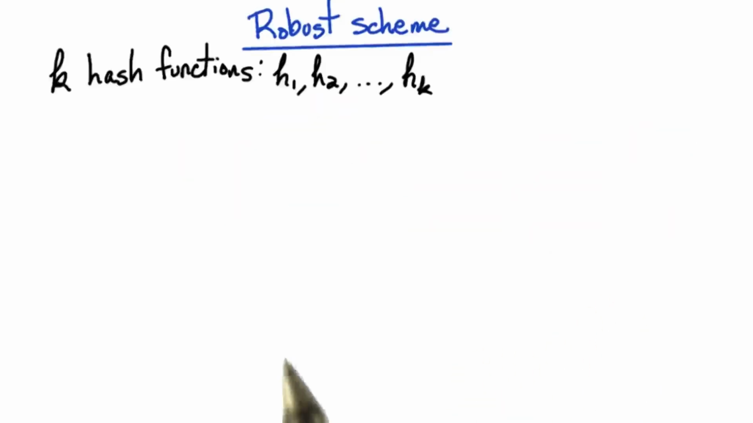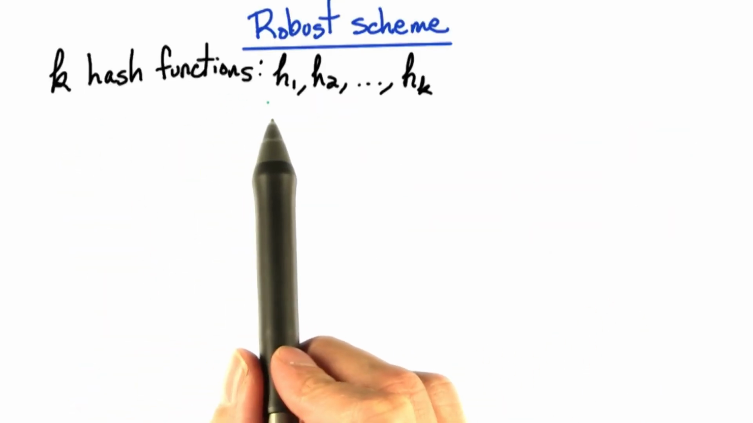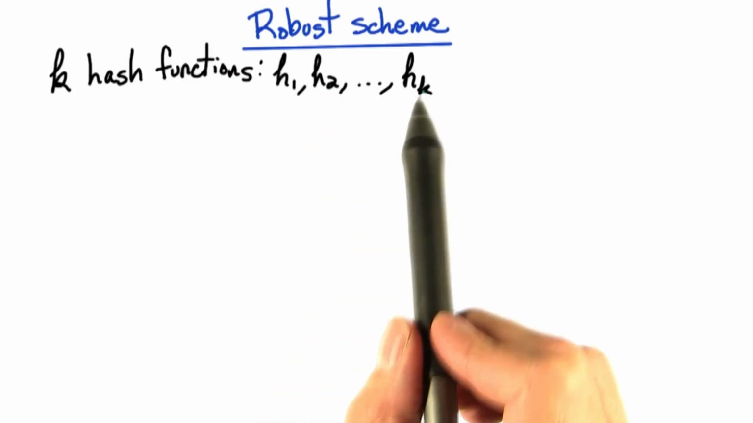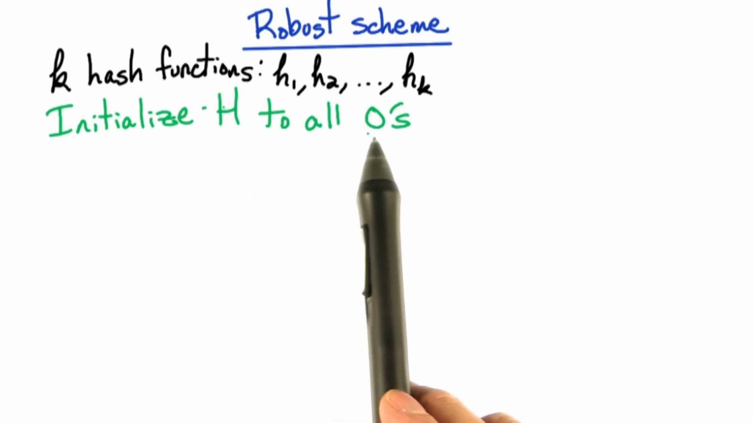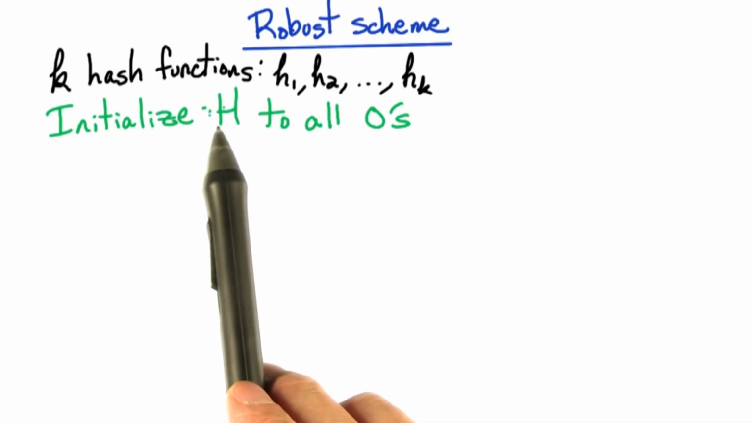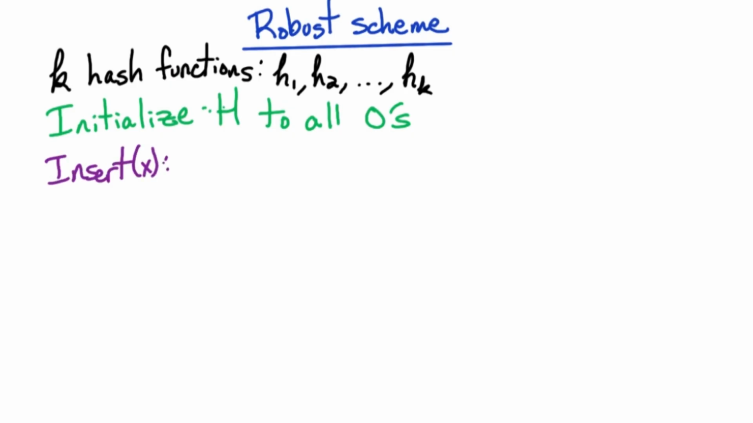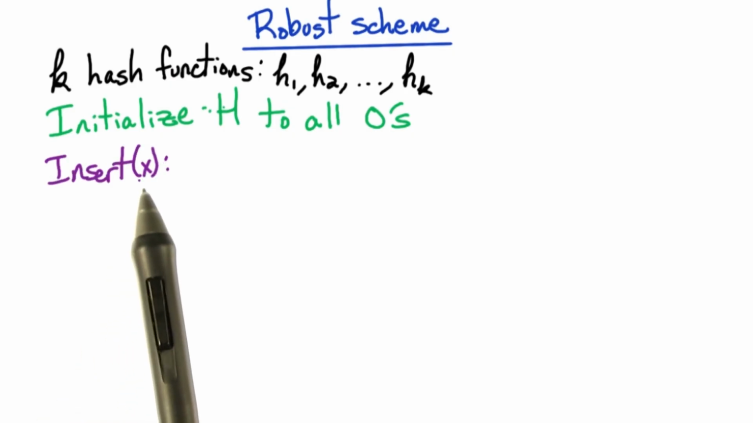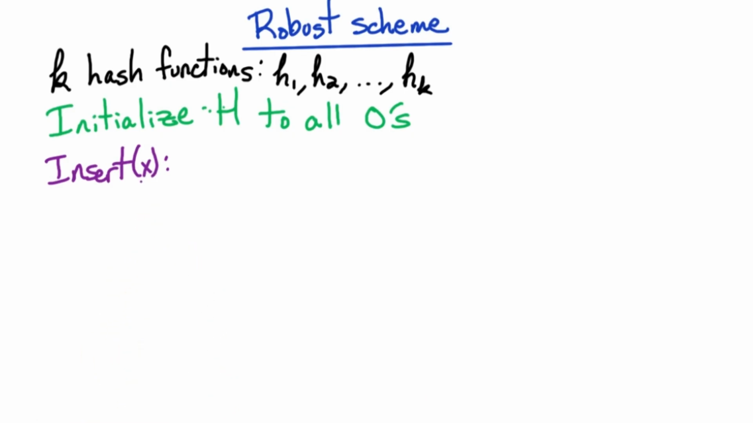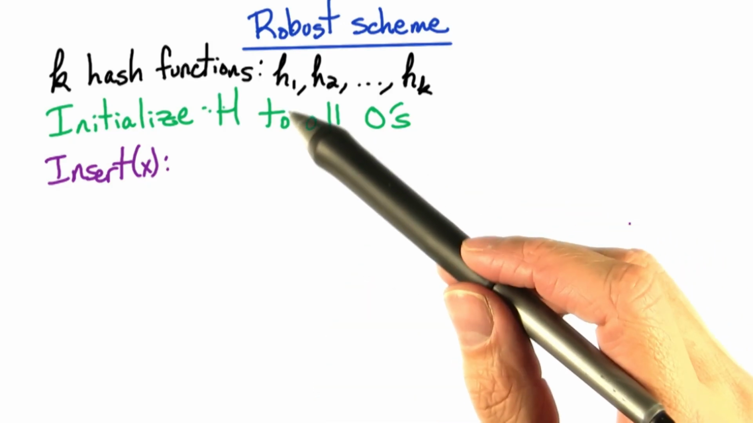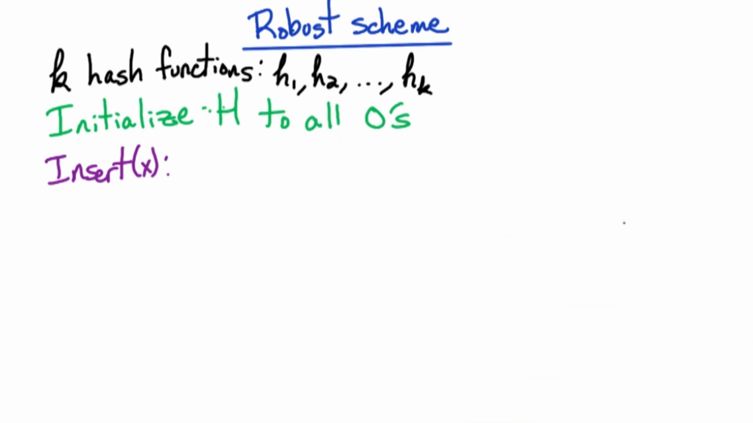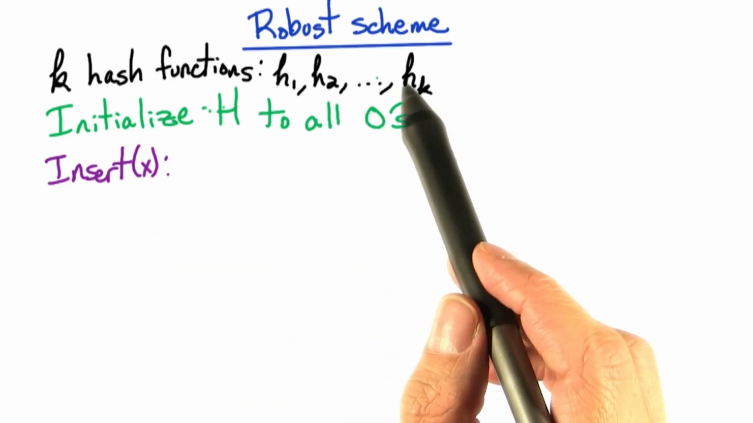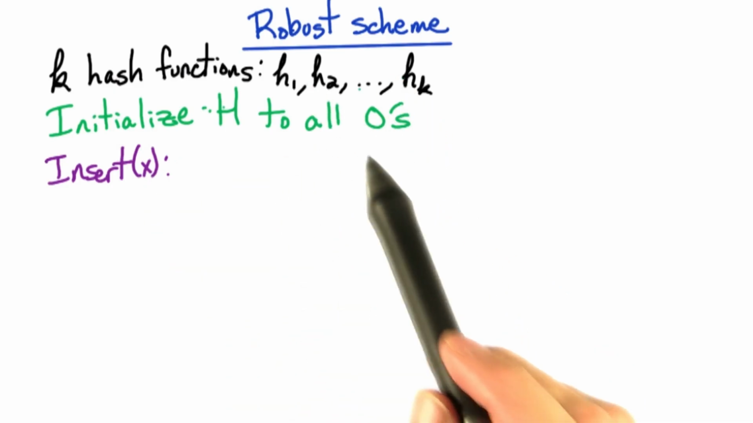So now we have k hash functions instead of just one, h1, h2, up to hk. We're going to initialize our hash table H to all zeros. So all the n bits of H are set to 0. How do we do an insertion? How do we add an element x, a possible password, into our dictionary S of unacceptable passwords? Previously, we computed its hash value, h of x, and we set that bit to 1. What are we going to do now? Now we compute the k hash values, and we set all of those k bits to 1.